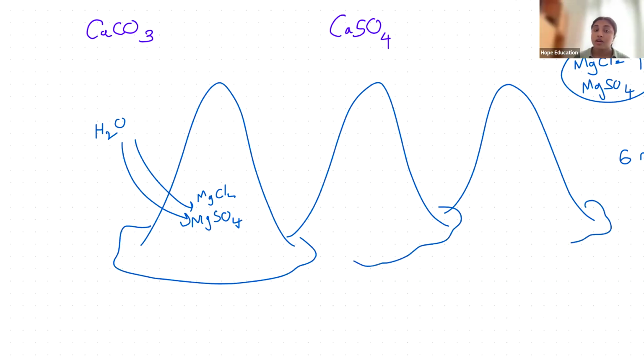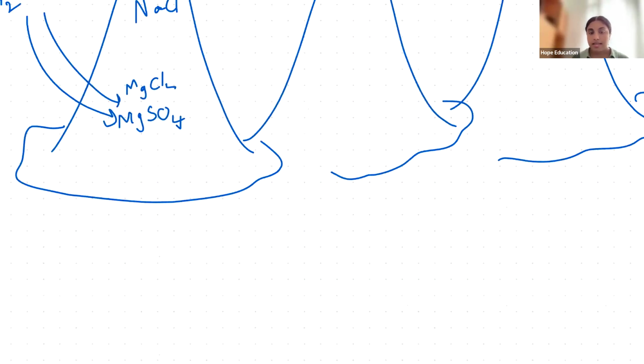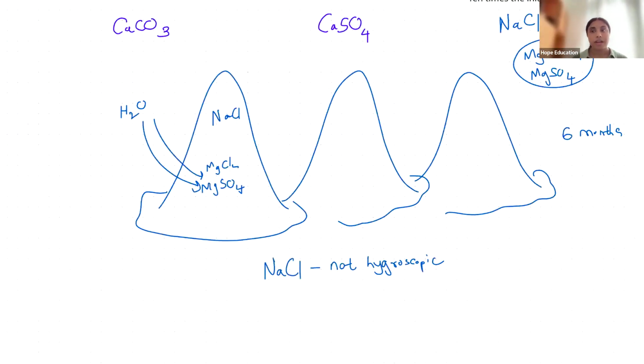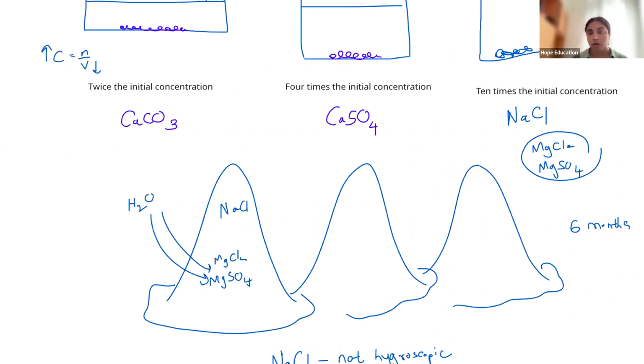But NaCl does not absorb moisture. Why? Is NaCl hygroscopic or not hygroscopic? That is a term they might ask in MCQs. Not hygroscopic. Since NaCl is not hygroscopic, it will not absorb the moisture in the atmosphere. MgCl2 and MgSO4 will absorb the moisture and dissolve away. Then we take the NaCl and further purify it to get common salt. All right? So this is what happens when we extract salt from seawater.